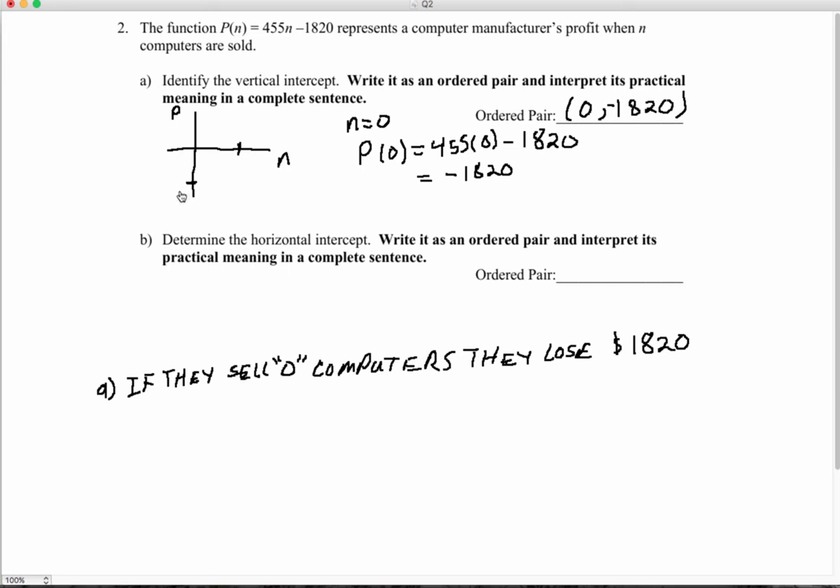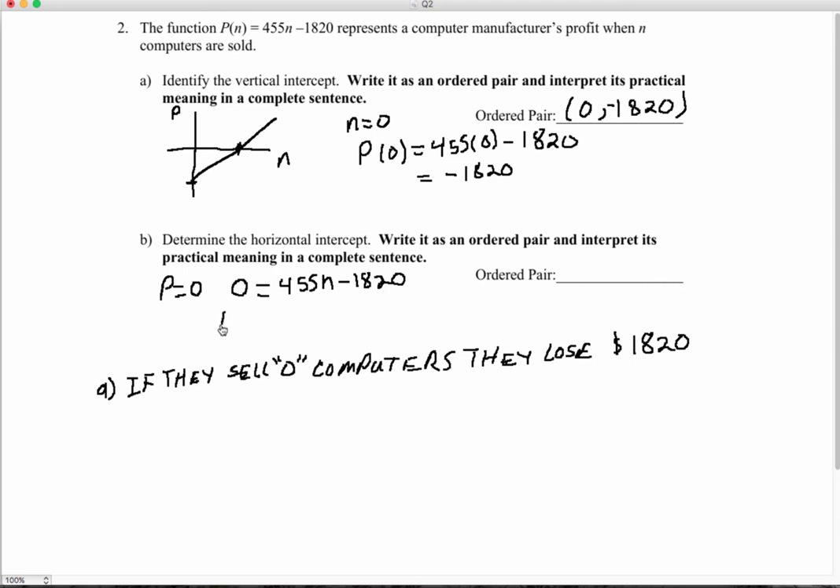And the practical meaning of that, if you think about it, is that's where we transition from being negative profit, not really making any money, to all of a sudden making positive profit. That point is usually referred to as the break-even point. So how do we go about calculating that? Well, that's the case where p was equal to 0. So we have 0 is equal to 455n minus 1,820. So let's go ahead and solve this equation for n.